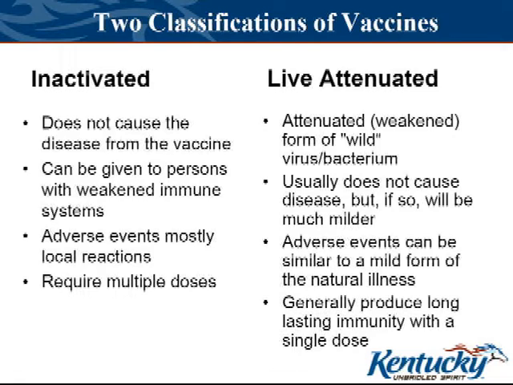The side effects for live vaccines are very similar to the natural infection itself, such as getting a rash after you receive the measles vaccine, or getting swollen neck glands after you receive the mumps vaccine. Live attenuated vaccines will provide long-lasting immunity with only 1 to 2 doses.